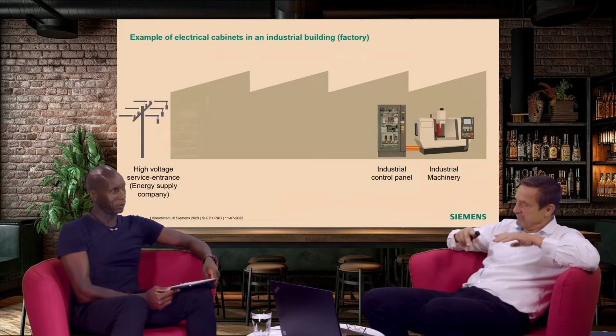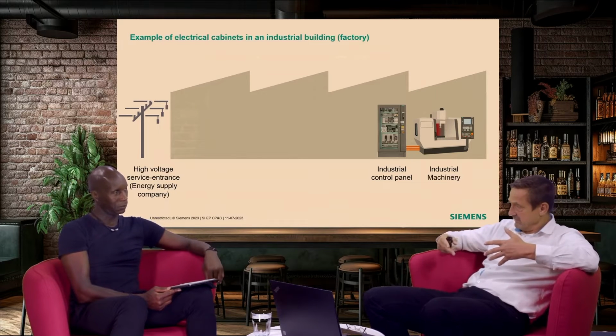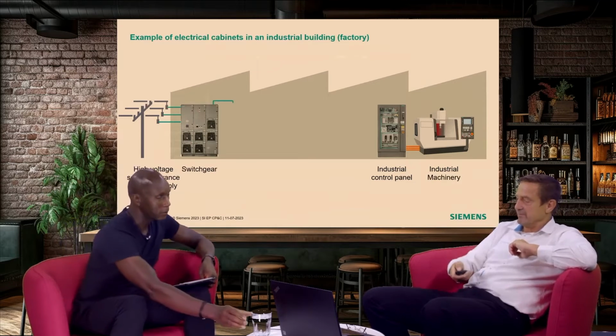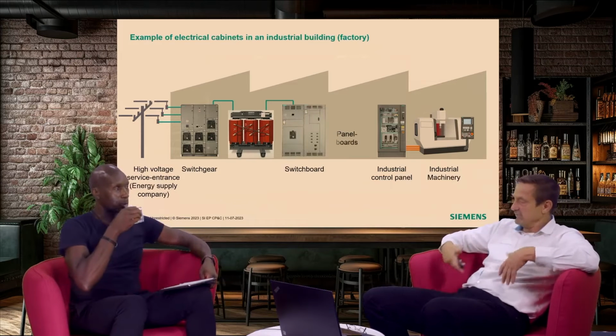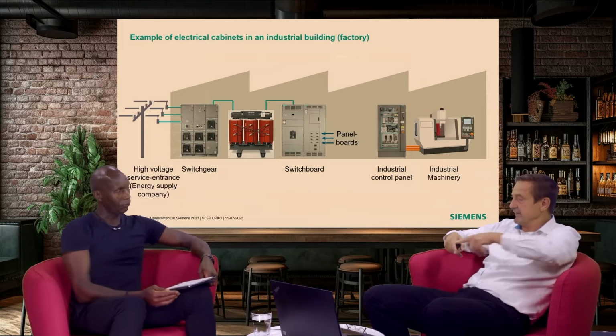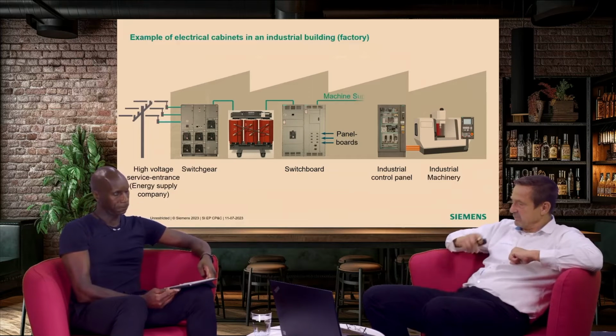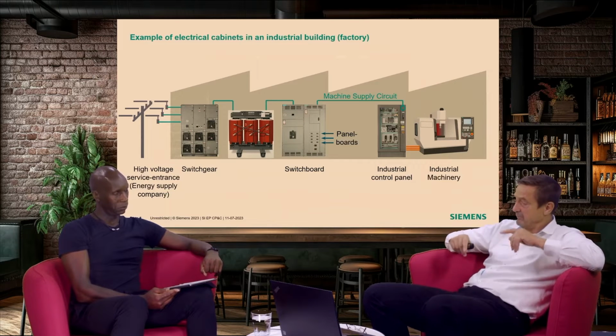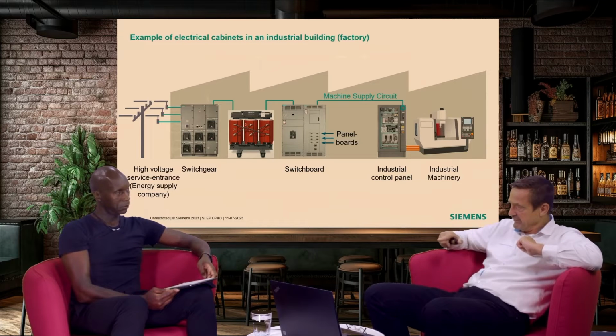But here I want to mention that not every cabinet which is equipped with electrical installation is an industrial control panel. Because you can imagine, if you have a big industrial building like a car manufacturer, you need switchgear, transformers, and switchboards to distribute the power before it gets to the industrial control panel. And there's one conductor which is pretty special. This is always important: it brings the power from the switchboard to the machine, to the industrial control panel. And this specific cable is called the machine supply circuit.